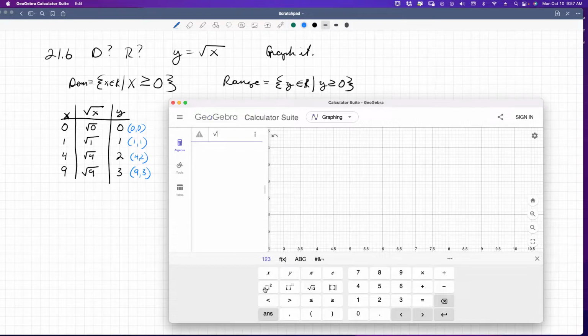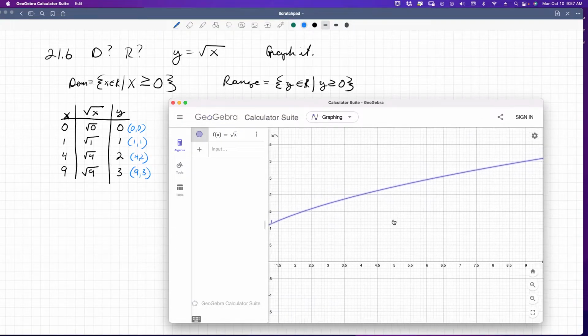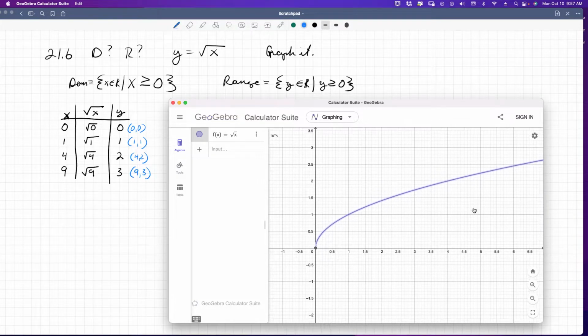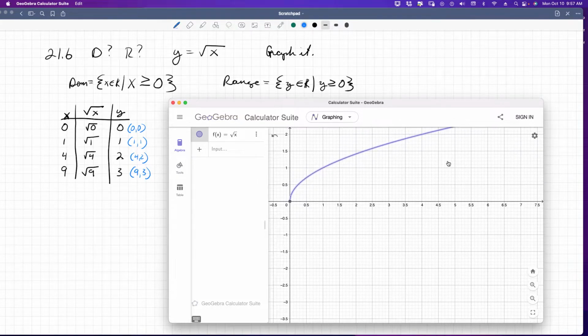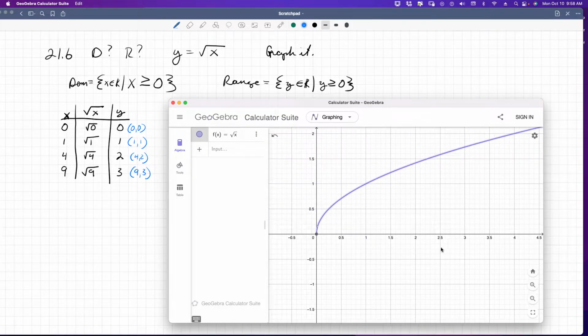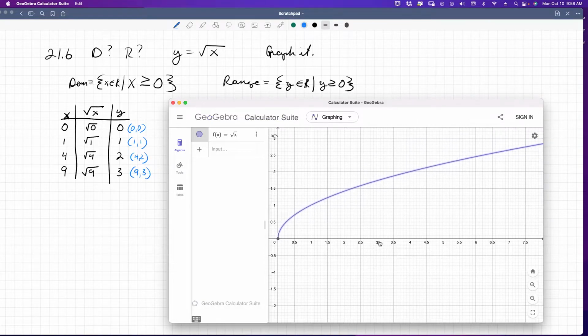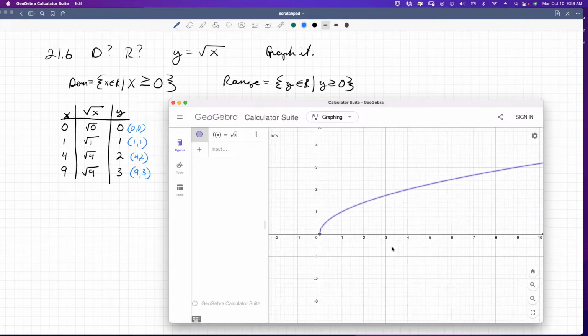Square root of x. All right, and now I want to zoom out a little bit and see what we have. So, zooming in, here we have, I'll zoom out just a little bit more. All right, so here we have 1 and 1. Zoom out one more time.